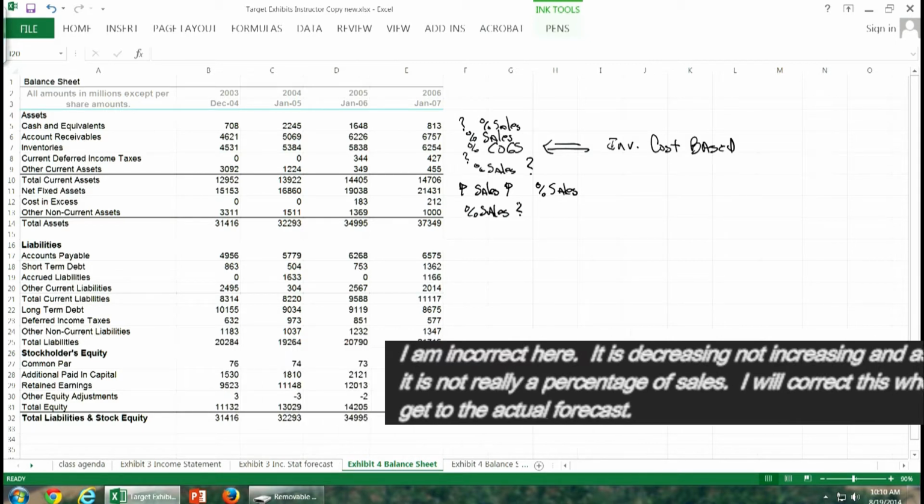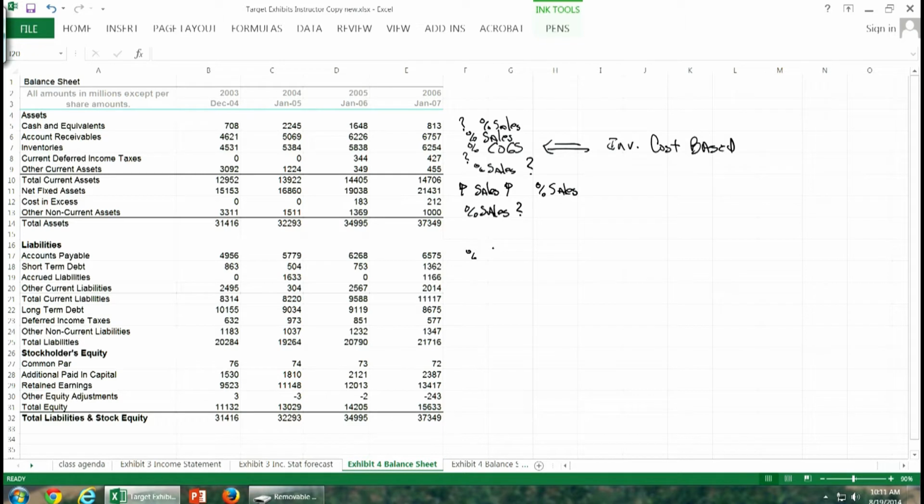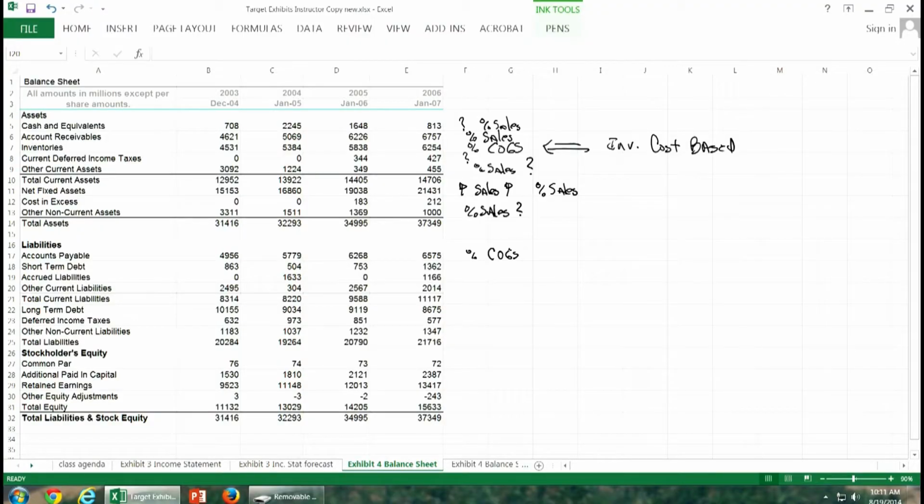Accounts payable we're going to express as a percent of cost of goods sold. The reason here is, again, this is what we owe our suppliers. The amount that we owe them is based upon what the purchase price was, not the sales price, but the purchase price of those materials. So accounts payable is cost-based, and it's a good idea to express it as a percentage of cost of goods sold.